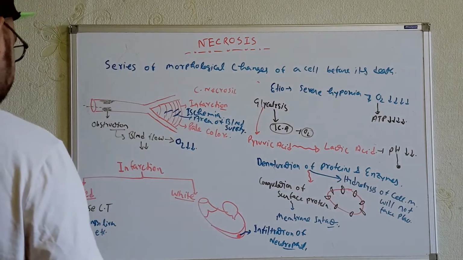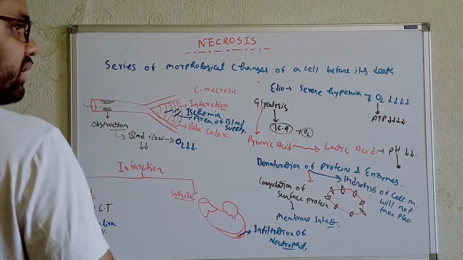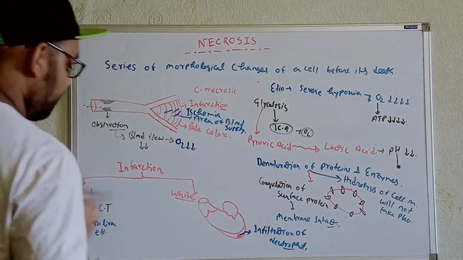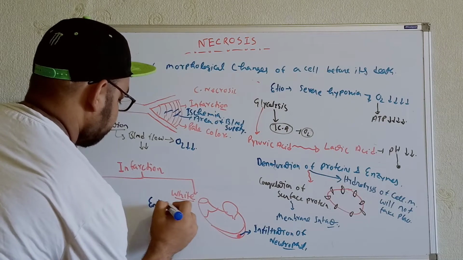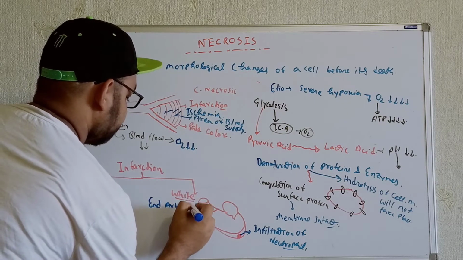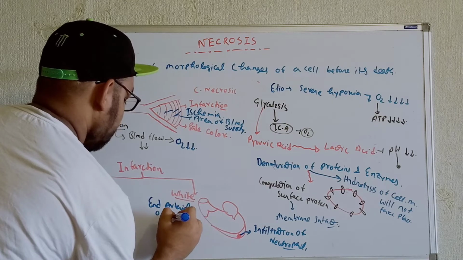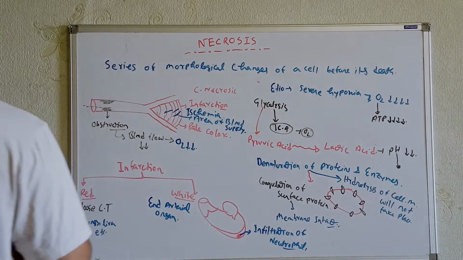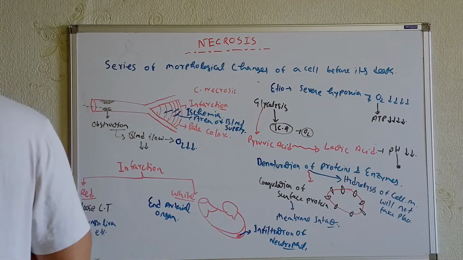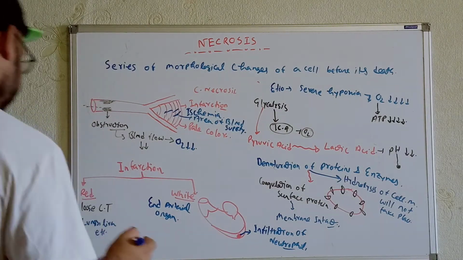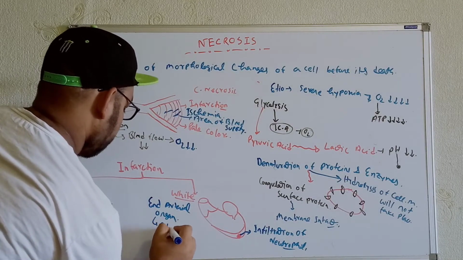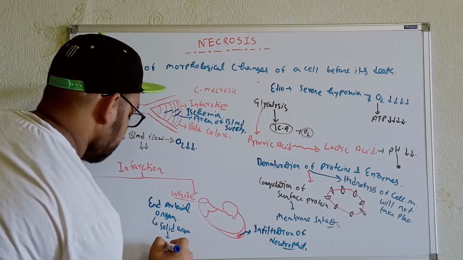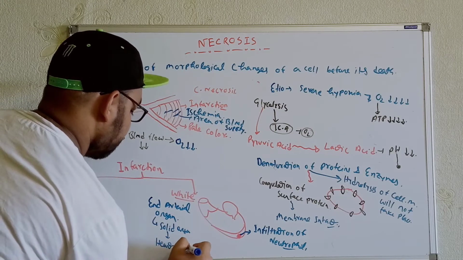And white infarctions we can see in end arterial organs. So where are the end arterial organs? Let me show over here. In end arterial organs, where will we see them? In the heart, definitely, for example. In terms of solid organs, we'll see the heart, and you can see also the kidney over here.